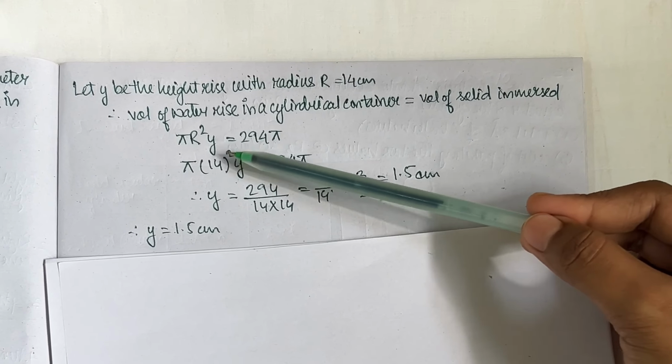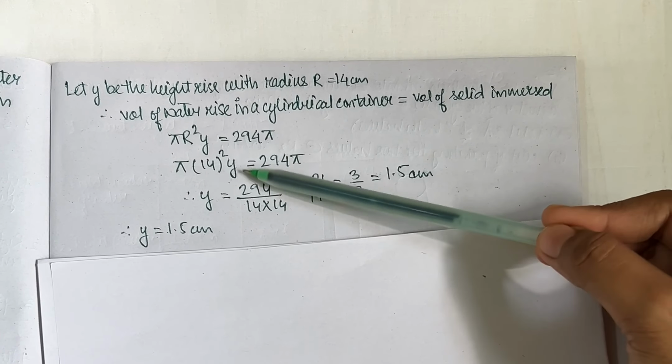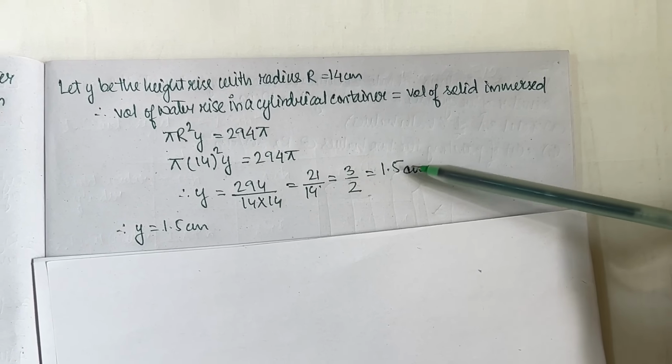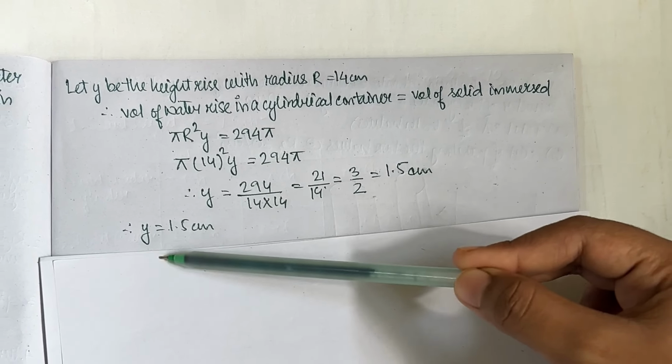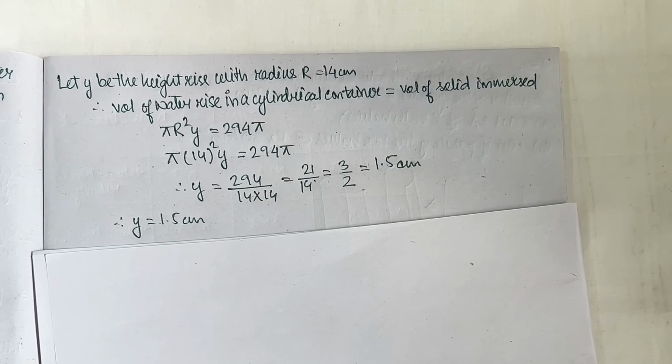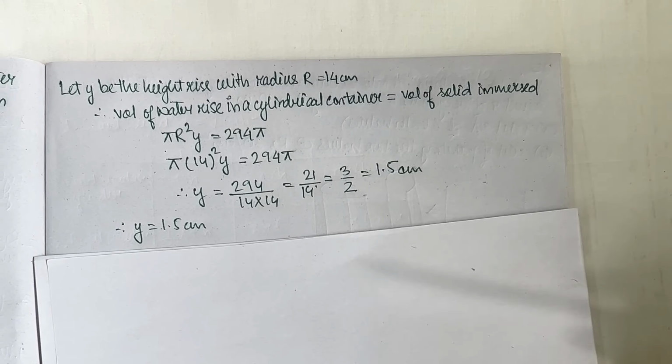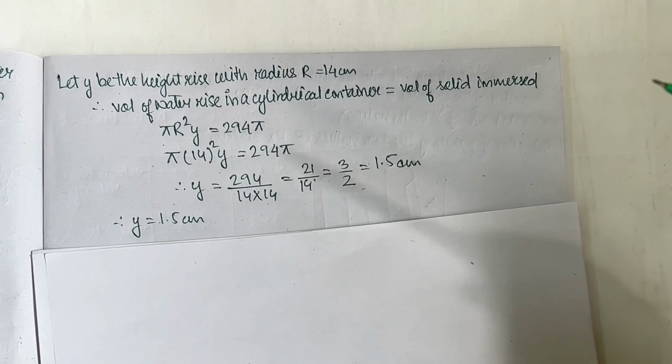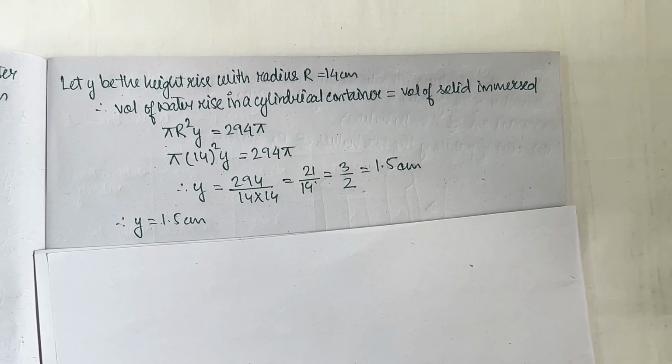So substituting the values according to y, we get y as 1.5 centimeter. So therefore y is 1.5 centimeter. So the initial rise to the final rise, the rise is 1.5.